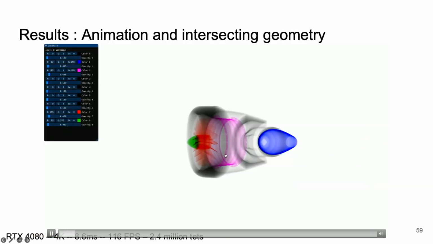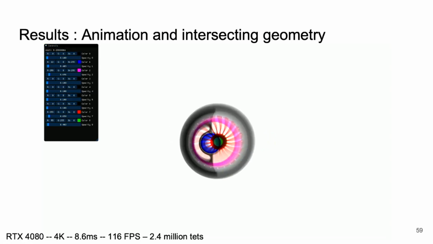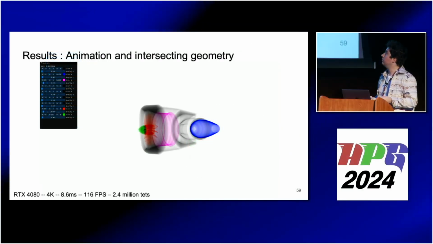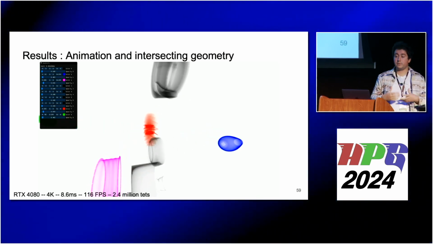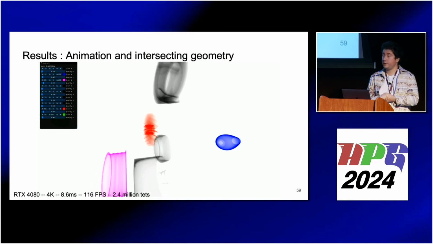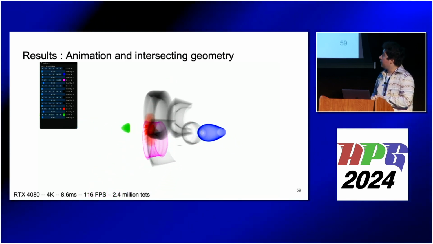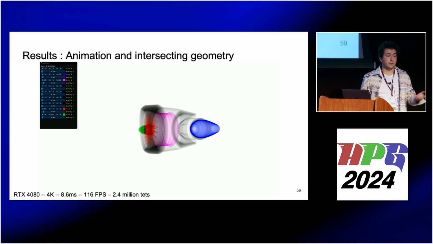So our method supports animation and intersecting geometry. Here you have an example of a complex system where the PAL is rotating, and then we create an exploded view of that. All of that is done in a single pass of rendering here. And we don't have to reconstruct any acceleration structure, as we are using just plain old tetrahedron there.